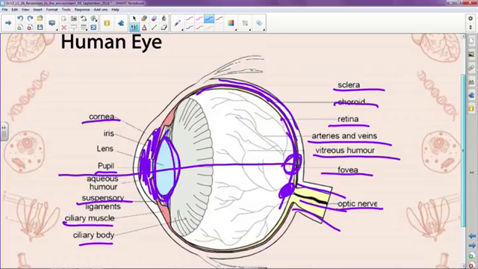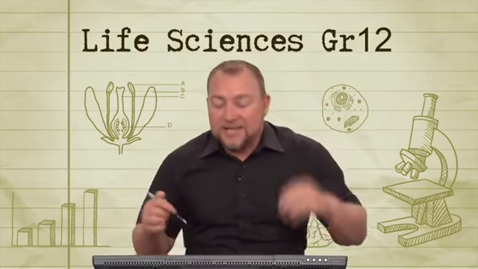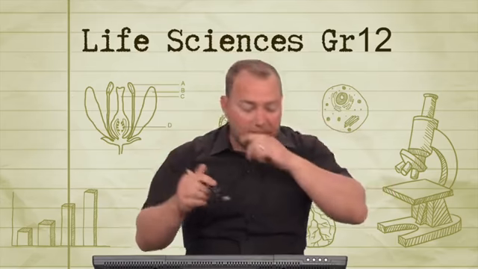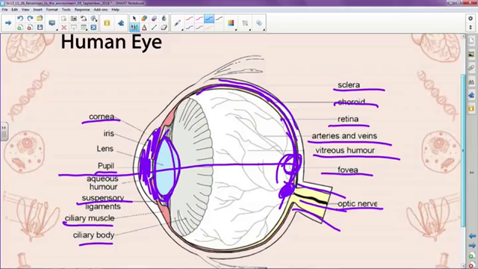If you have a look at your lens, the thicker the lens, the more light bends. If light bends, it means it's going to be put into focus here. So when light comes in, it actually comes in at this angle. It first gets to the aqueous humor, and there it bends a bit. Then it goes through the pupil.